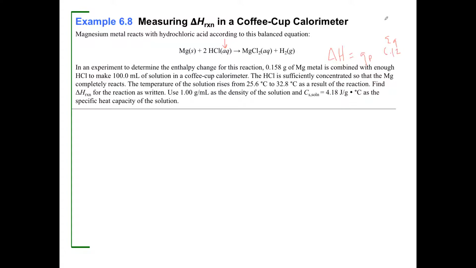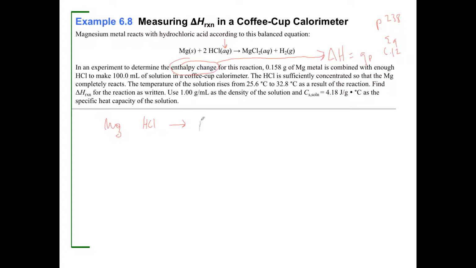Equation 6.12 on page 238. Go look that up if you're not comfortable with that. All right. So in an experiment to determine the enthalpy change for this reaction, this much metal is combined with enough HCl to make 100 milliliters of solution in a coffee cup calorimeter. I'm not exactly sure what's going on here. Let's set this up.